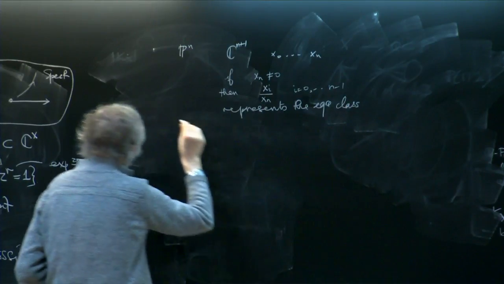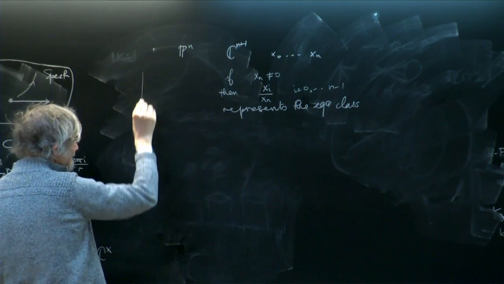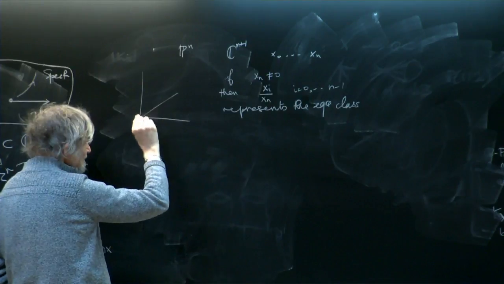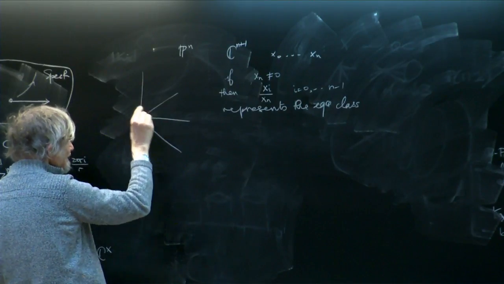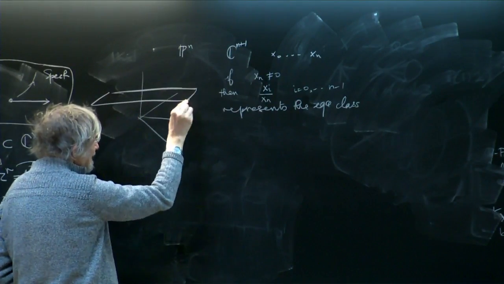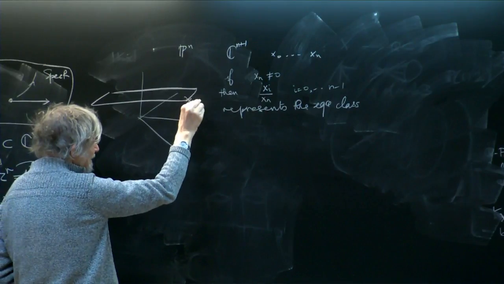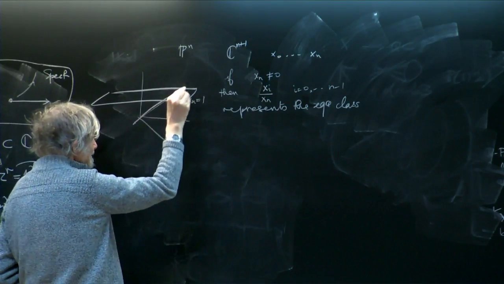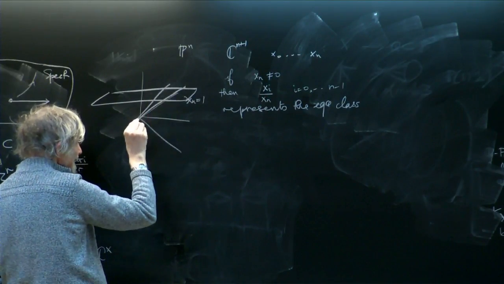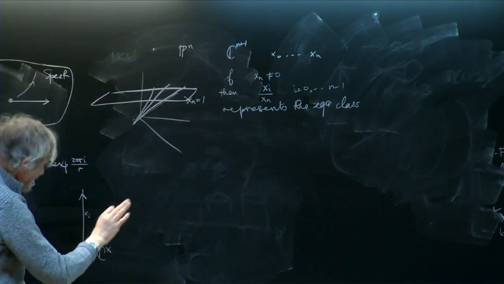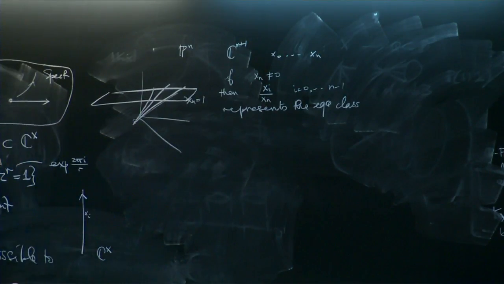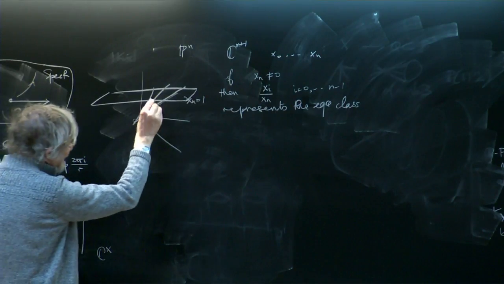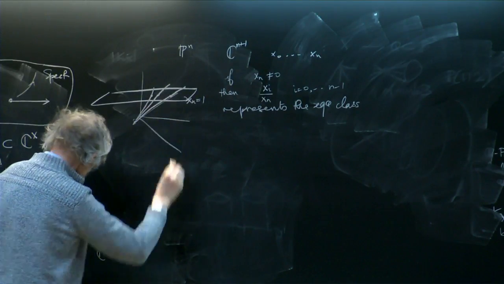Yes, and then we draw a picture. Here is the C star action spreading out in all directions, and I take xn equals 1, and every equivalence class hits that in exactly 1 point. Well, everyone except xn equals 0. And so this is a slice of the equivalence relation, right?